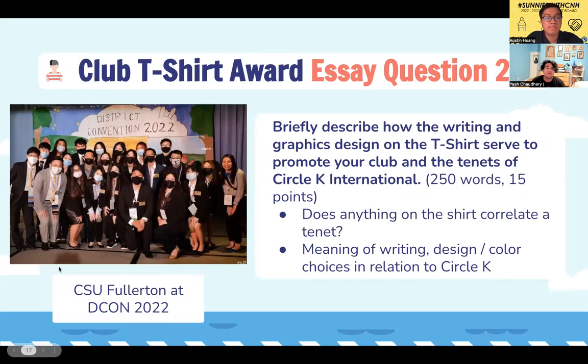Our next essay question is: briefly describe how the writing and graphic design on the t-shirt serve to promote your club and the tenets of Circle K International. So you really want to focus on how this relates to a certain tenet, and what the design or the color choices had in relation to Circle K International or the award.